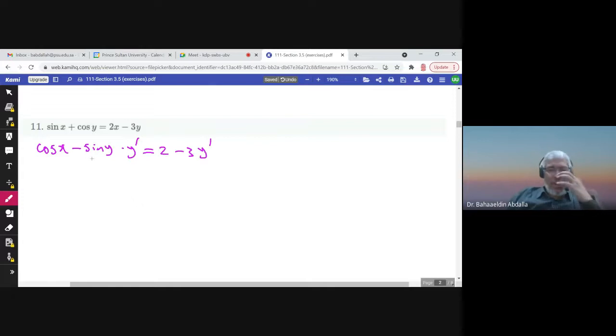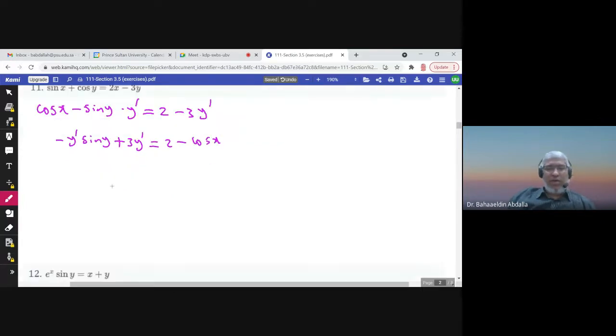So I will keep negative y prime sine y on this side, bring 3y prime to the other side, keep 2 here, take cosine x to this side, and take y prime as a common factor. So I have 3 minus sine y equals 2 minus cosine x. So y prime would be 2 minus cosine x over 3 minus sine y.